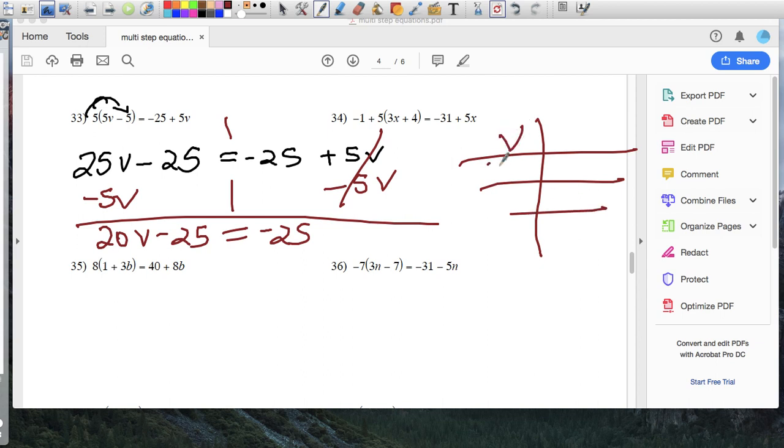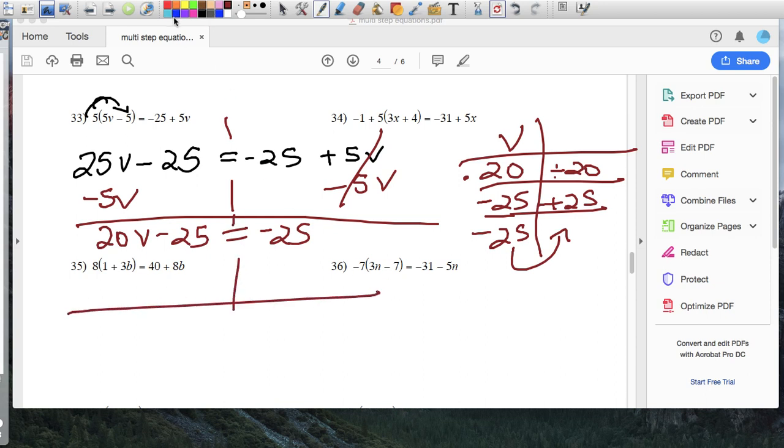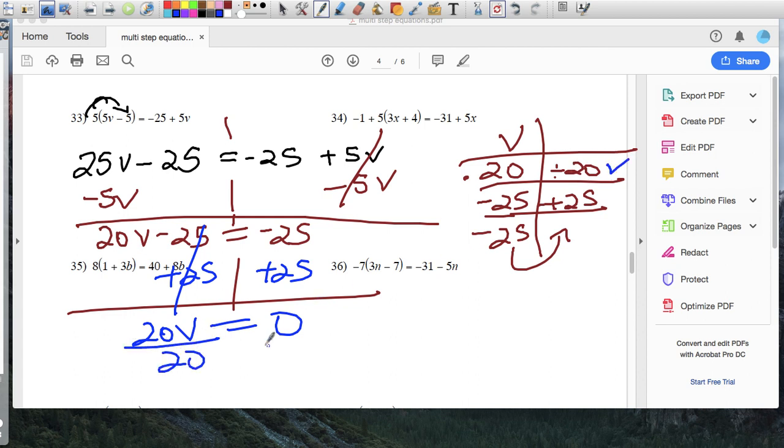So you have a variable v which is being multiplied by 20, subtract 25, and that gives you negative 25. Going backwards, you're going to add 25, and then times 20, you're going to divide by 20. So if we were to do that, I get plus 25 here, plus 25 here. That gives me 0. That crosses out, and 20v comes down. I divide both sides by 20, which is what this is telling me to do.